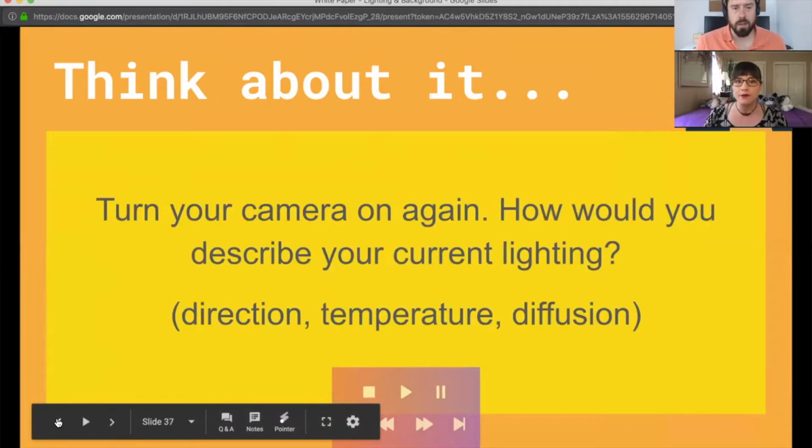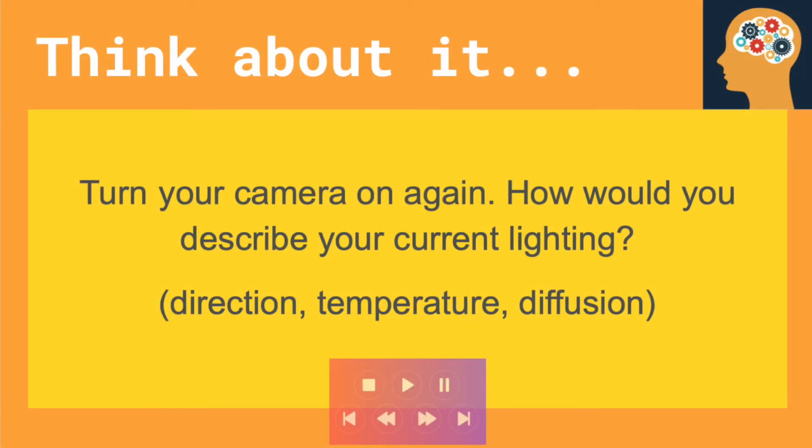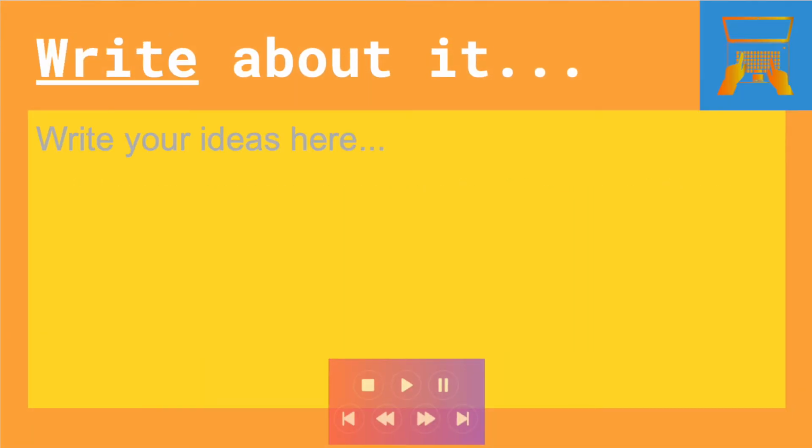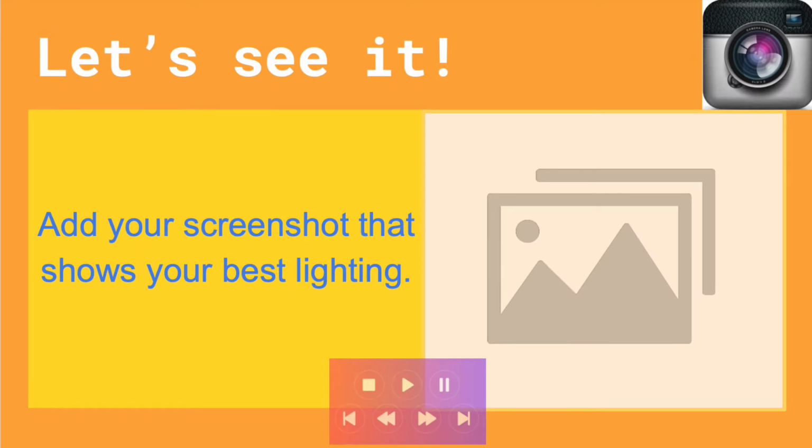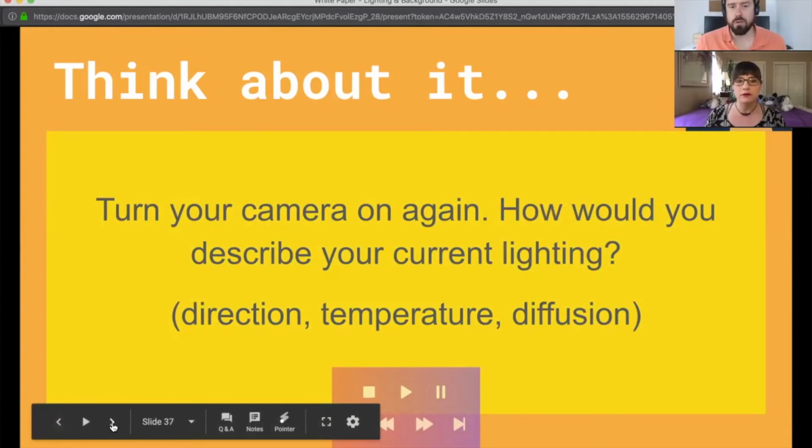Okay, so going back here, turn on your camera again. How would you describe your current lighting? Jackie? Jackie, how would you describe it? How would I describe my current lighting?